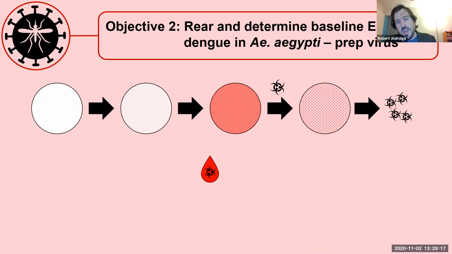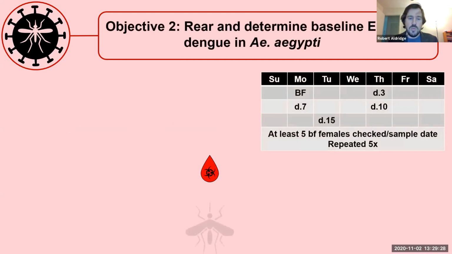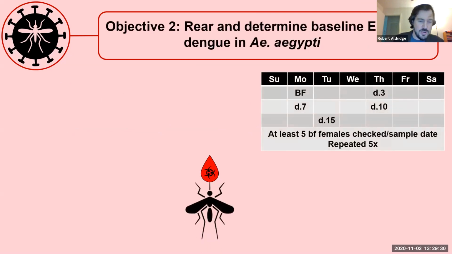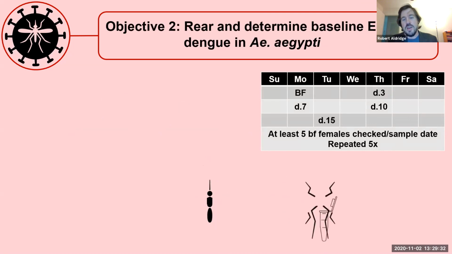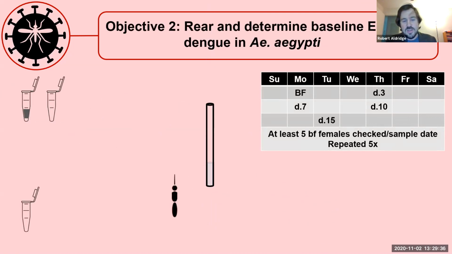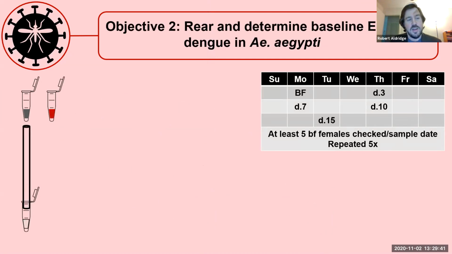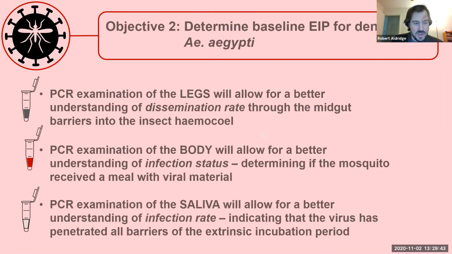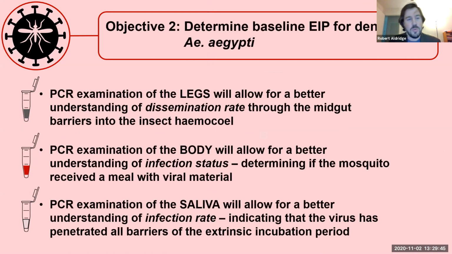We'll take those cells, add them to blood, right? Those cells and viruses then are infectious in the blood. We will then feed that blood to mosquitoes. The mosquitoes will then be dissected, their legs dissected. They will also be used as a capillary action. We will grind up their bodies, and all these samples, legs, body, and saliva, will be analyzed using PCR.